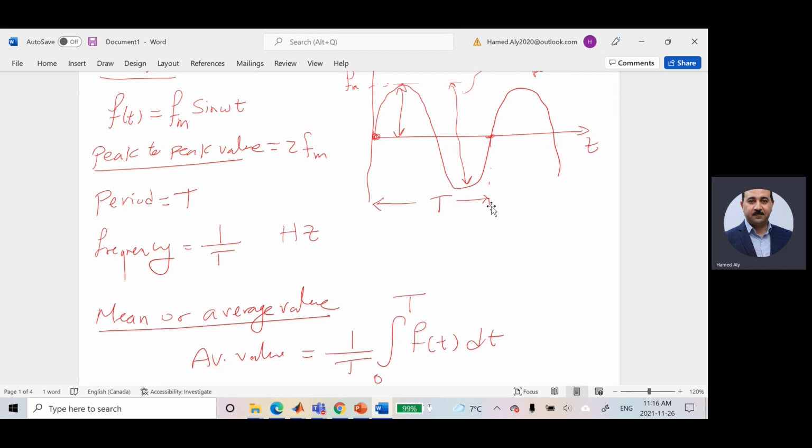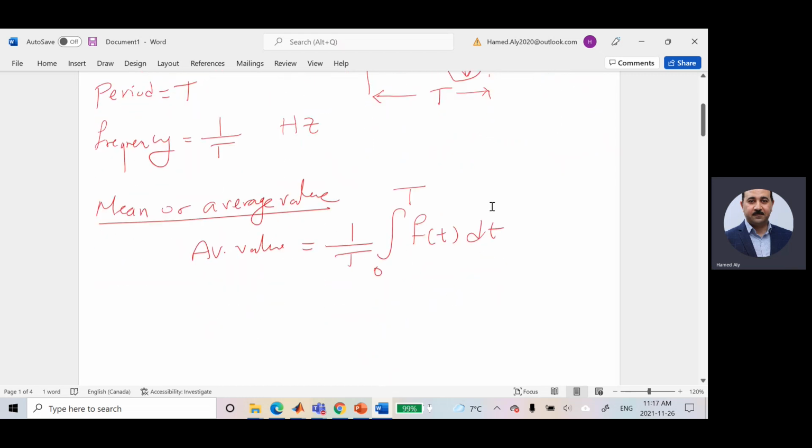Why? Because all currents and voltages that we are going to use are sine or cosine waves. So if you try to find the average, it is 0 in all cases, which means I will not know the actual value of the voltage. That's why they said we will not use the average.